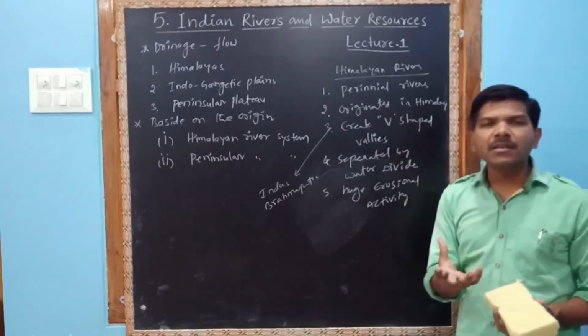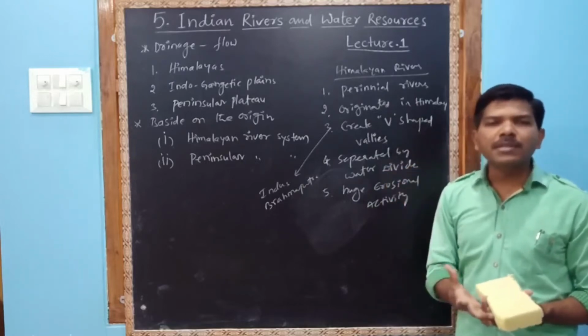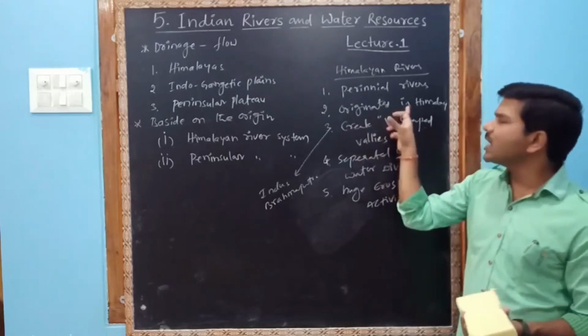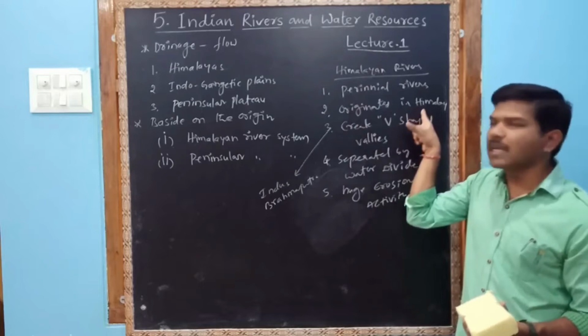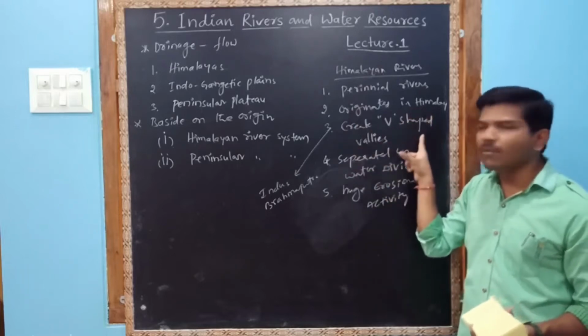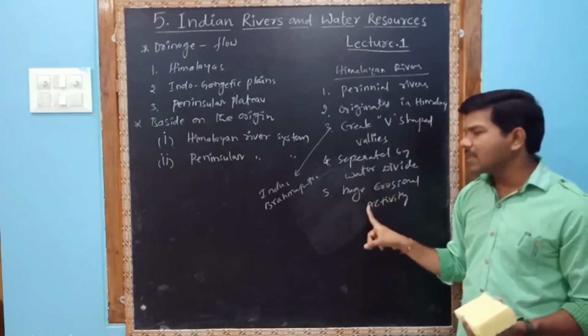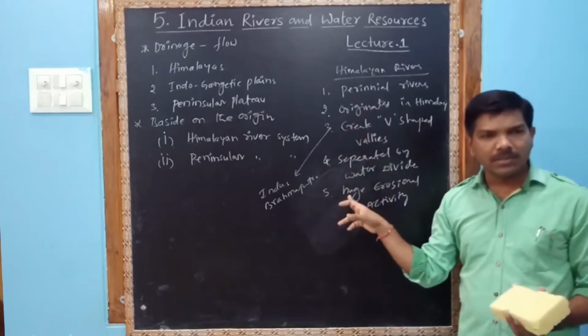During the rainy season, due to the rain, there is heavy flood. And during the summer season, due to the melting of snow, water is available. They originated in the Himalayas, so we are calling it the Himalayan region. Almost at the same places, they create V-shaped valleys and they are separated by water divides. They also do huge erosion activity, done by the Himalayan rivers.